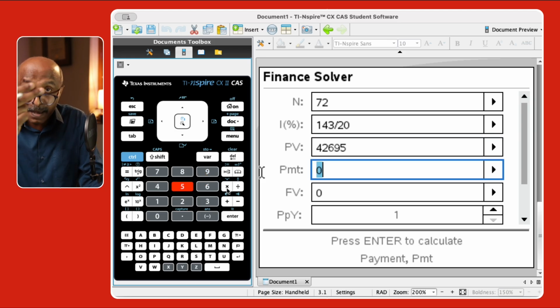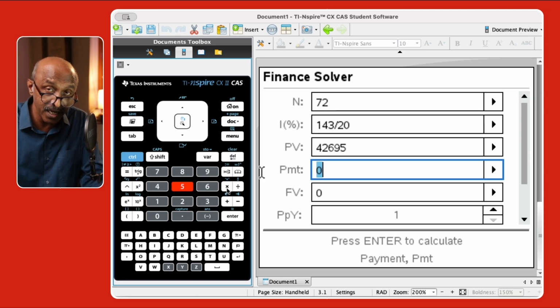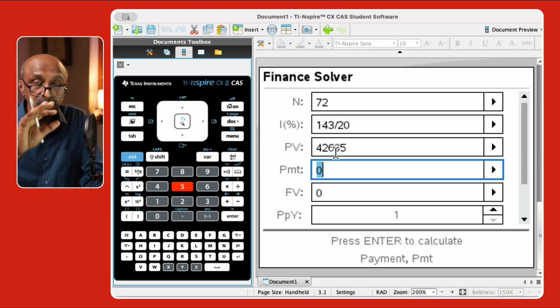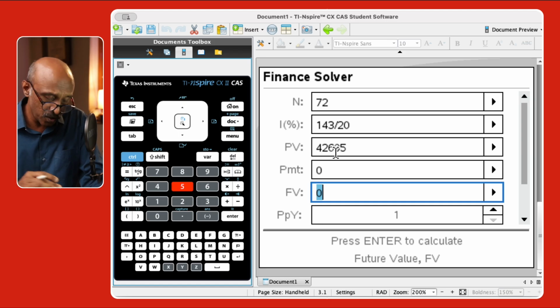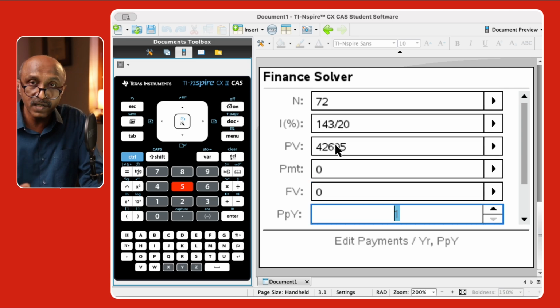And by the way, I'm using the tab key to move from one field to the other, not the enter key. You have to hit enter when you are calculating. So we'll come back to the payment and hit enter later on. Right now, just leave it blank and hit the tab key. Future value is 0 because Raul needs to completely pay it off. So the future value has to become 0. Payments per year is 12 because there are 12 monthly payments.